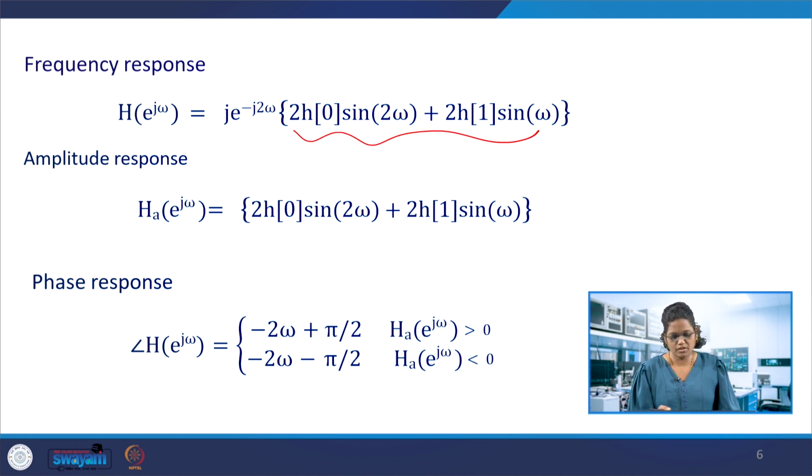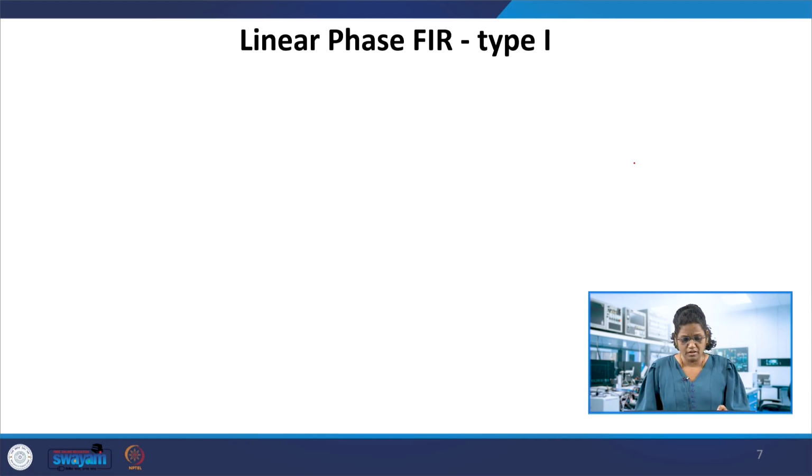It can be extended to other types as well, depending on the filter coefficients, whether they are symmetric or antisymmetric, and in this case whether there is an even or odd number of filter coefficients. So type 1, type 2, type 3, type 4 can be obtained in the design. There are 4 types of FIR filters, depending on the coefficient symmetry and the length.